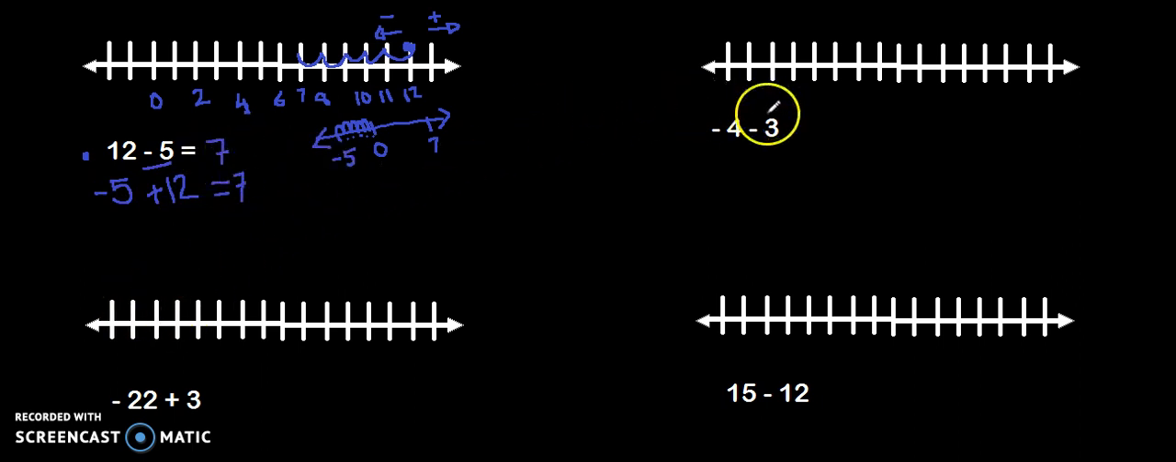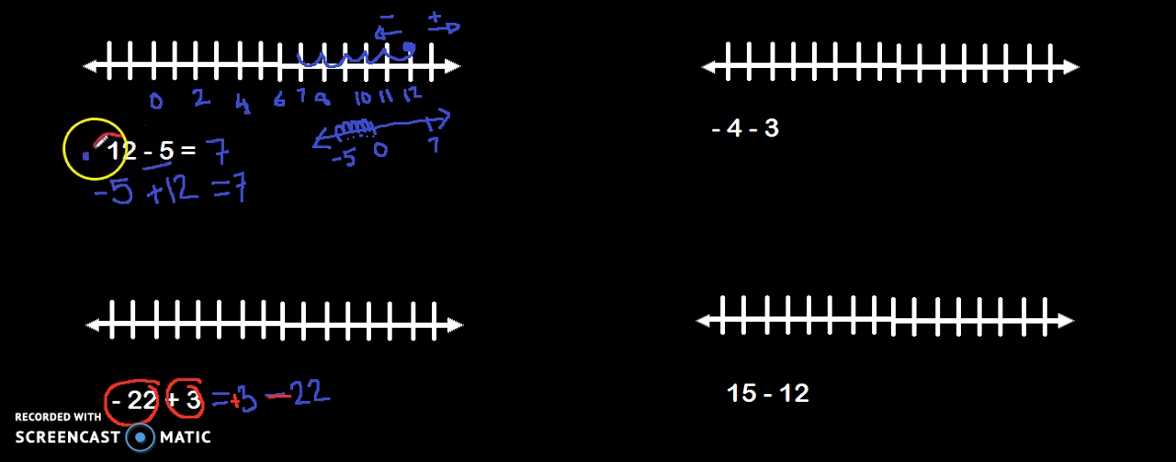Let's go on to this one. Minus 22 plus 3. Now this could also be written as 3 minus 22. When you're rearranging problems like this, it's best to think of the sign in front of the number as like a school tie. So if you're going to move the 3 to the front, you move the plus with it. And if you move the minus 22 to the back, you move the minus with it.